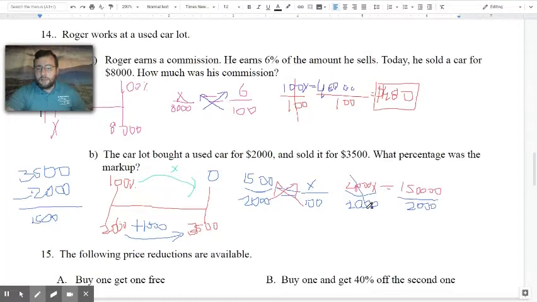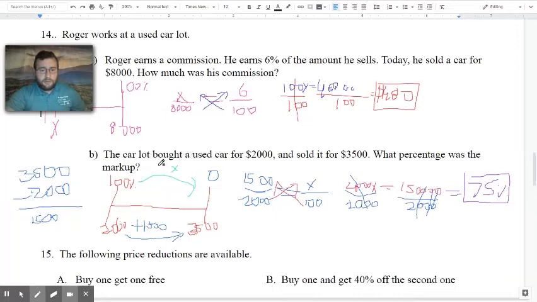That will cancel out the 2,000 on this side, and then I just have to do whatever that is. And the zeros will cancel out here, and cancel out here. So I just have to do 150 divided by 2, which is 75. And since I was looking for a percentage, my answer is 75%. And that is my final answer because I used the gap.